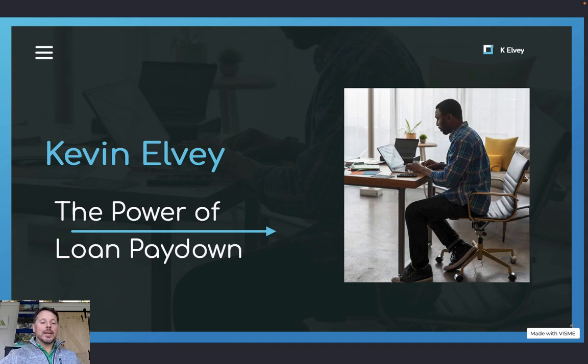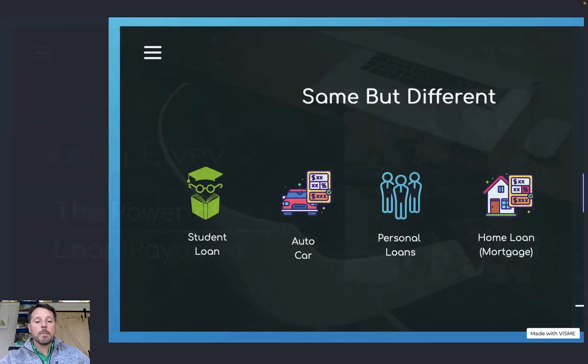Welcome back. Today we're going to have some fun with numbers and understand the power of loan paydown. This is going to realize in some pretty significant savings, tens, hundreds of thousands of dollars. So stick around because you're going to be able to apply this to your own situation as well.